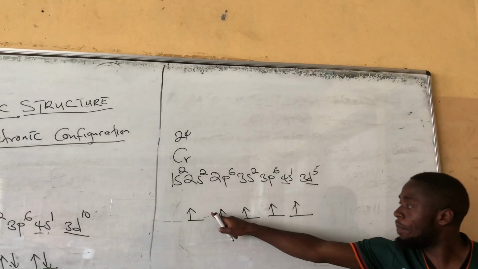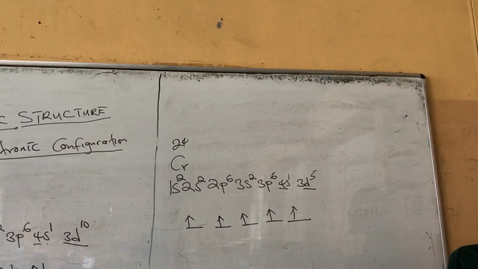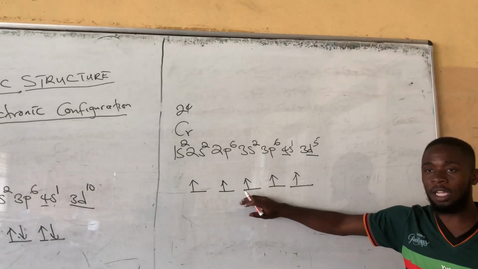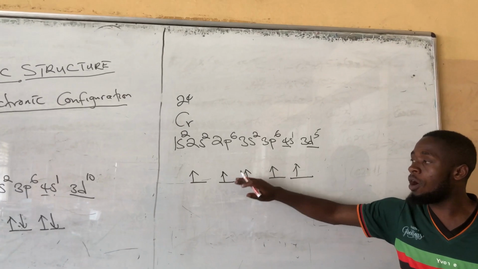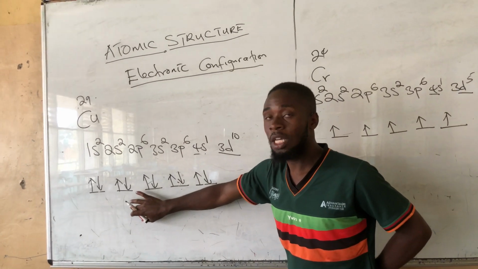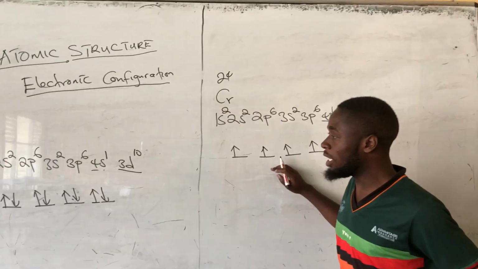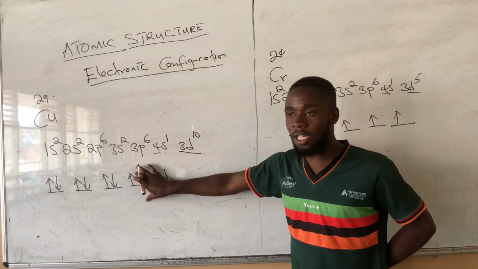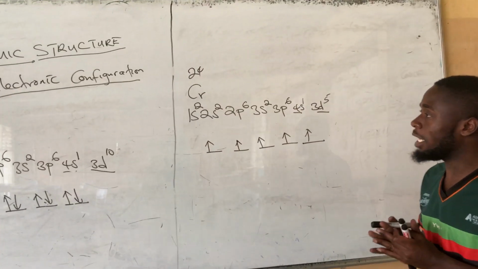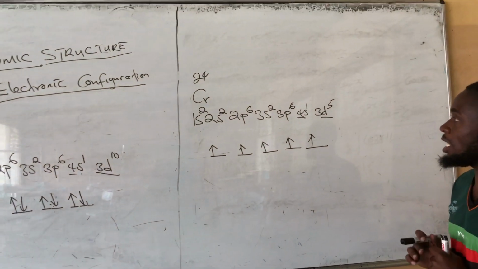So these unpaired electrons are what we call paramagnetic. And if they are all paired, we call them diamagnetic. The unpaired ones are paramagnetic, and these paired ones, what? They are diamagnetic. So this is how you write the electronic configuration for each and every element.